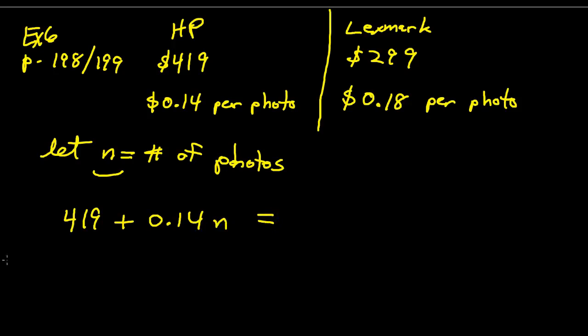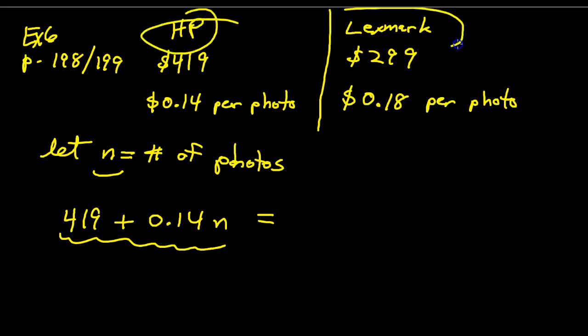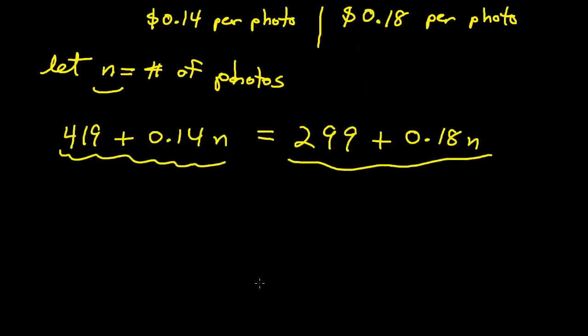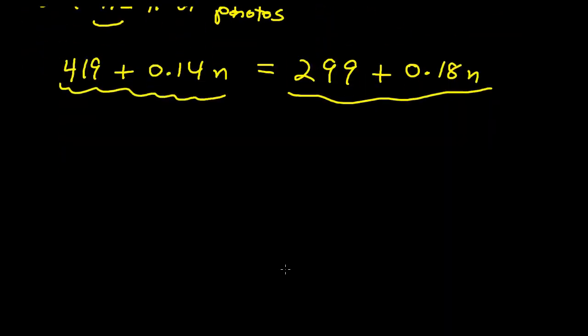So on the left-hand side, we've got the total cost of the HP. Similarly, on the right-hand side, we want these to be the same, right? We want the HP cost to equal the Lexmark cost. So the Lexmark is $299 initial investment plus 18 cents per photo, or 0.18 times N. So there is our equation, and it's got a decimal in it, but we should be able to solve this without too much trouble, I think.